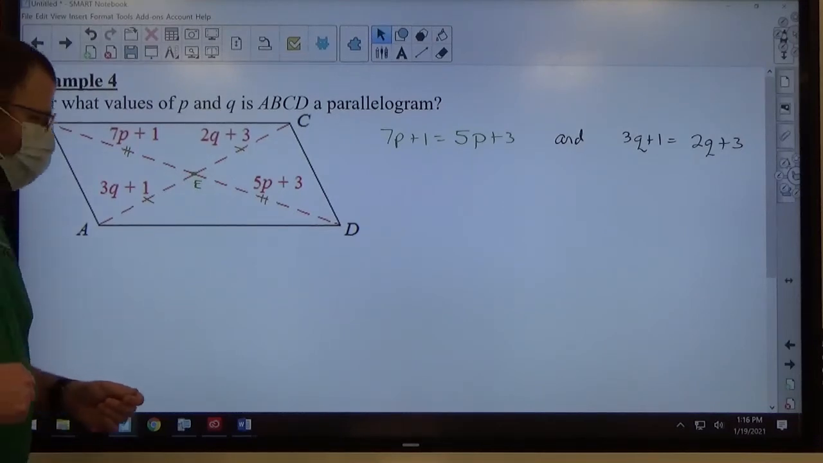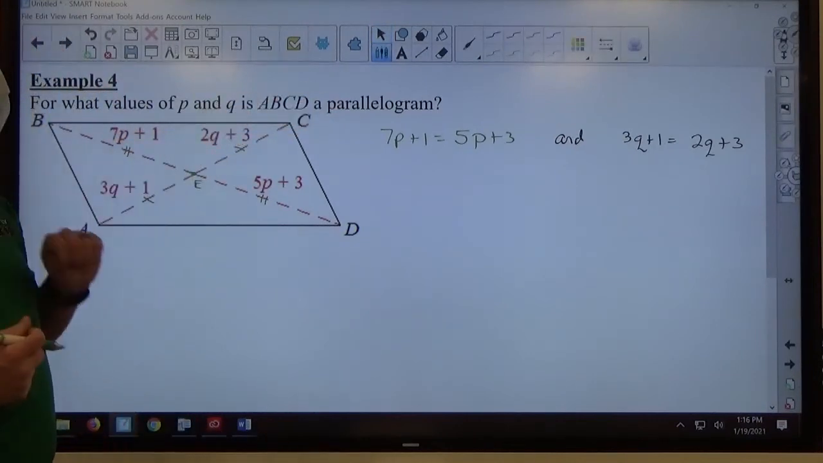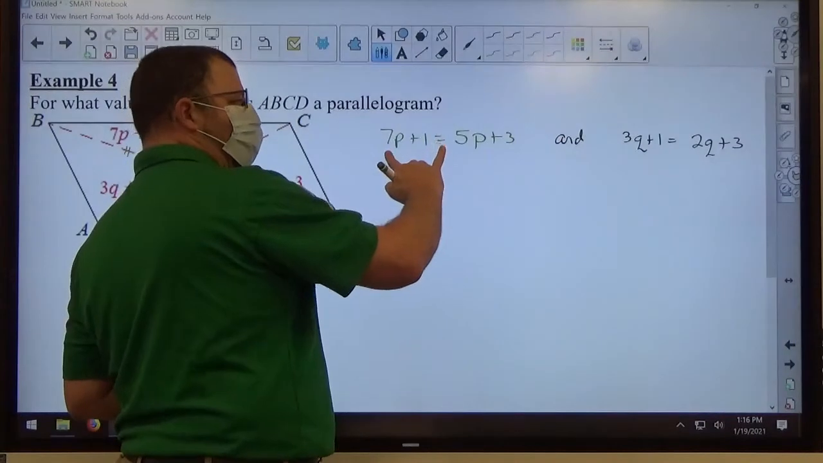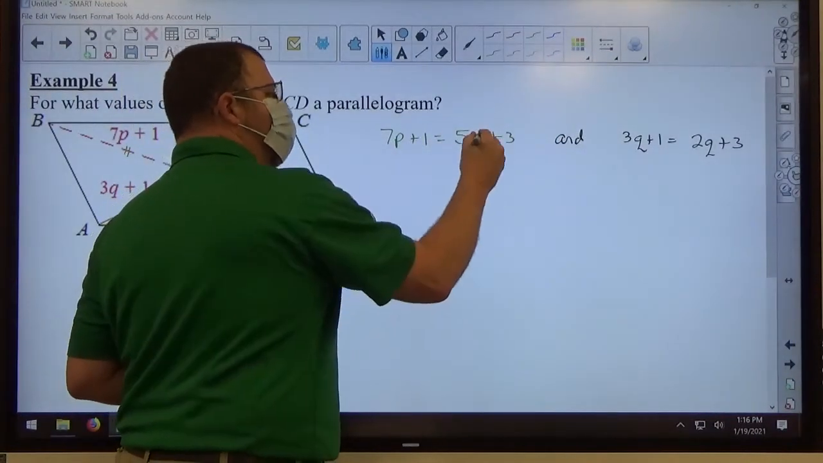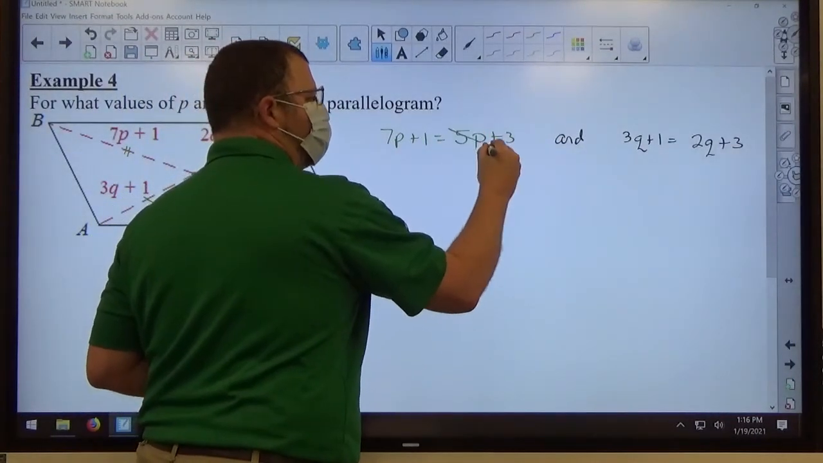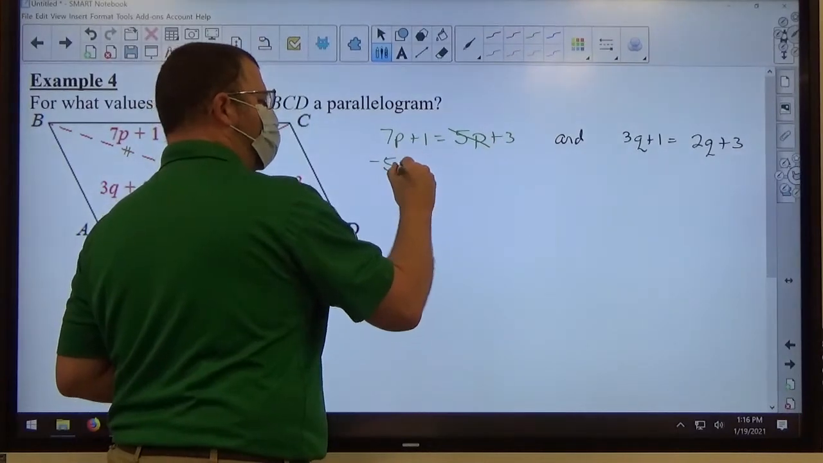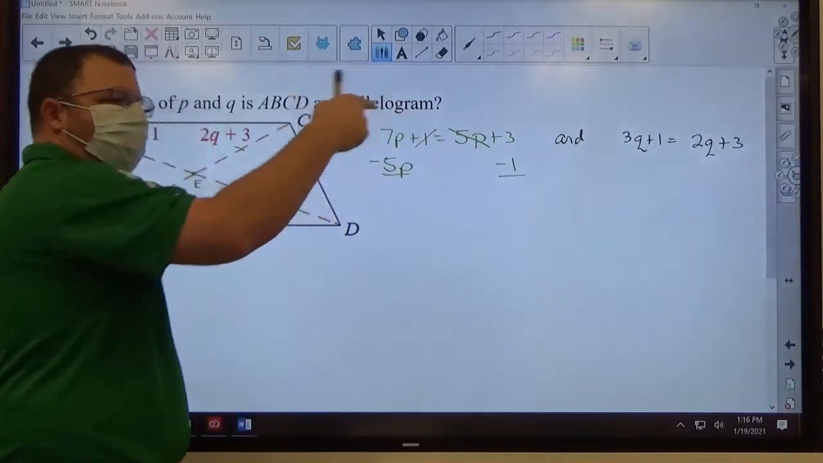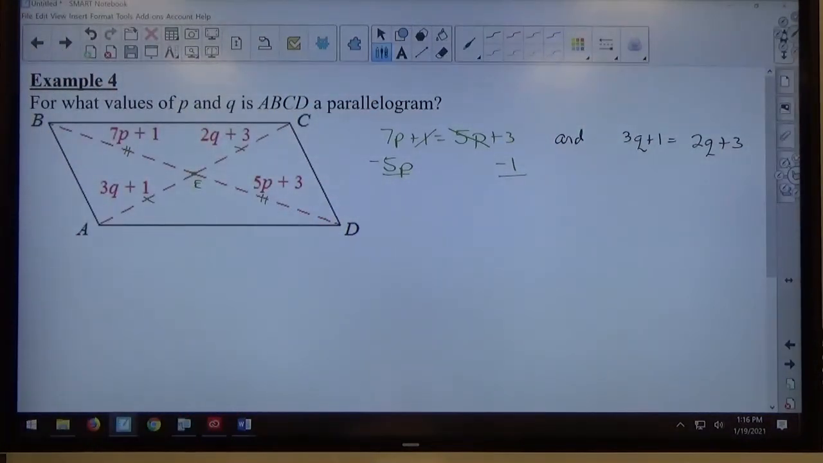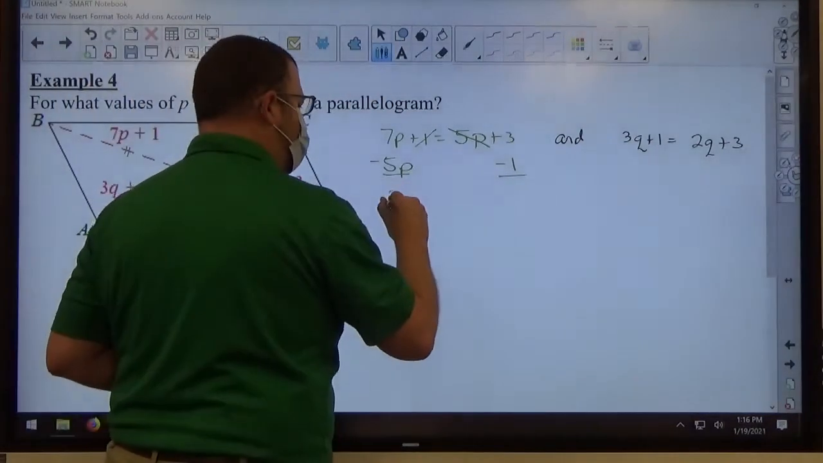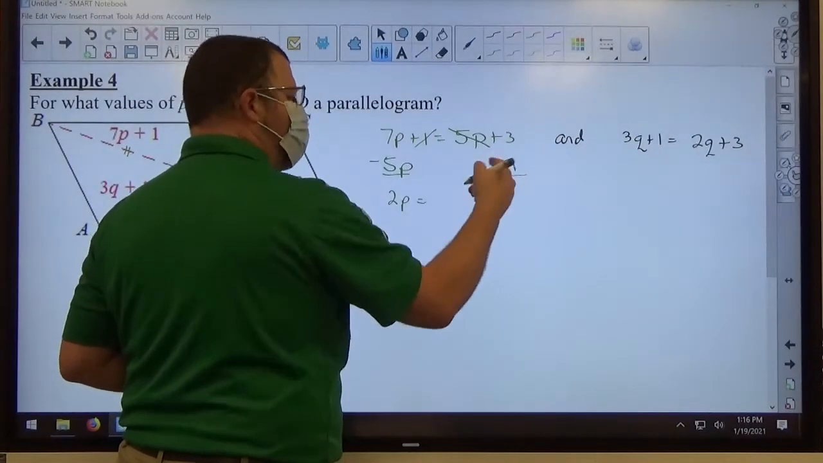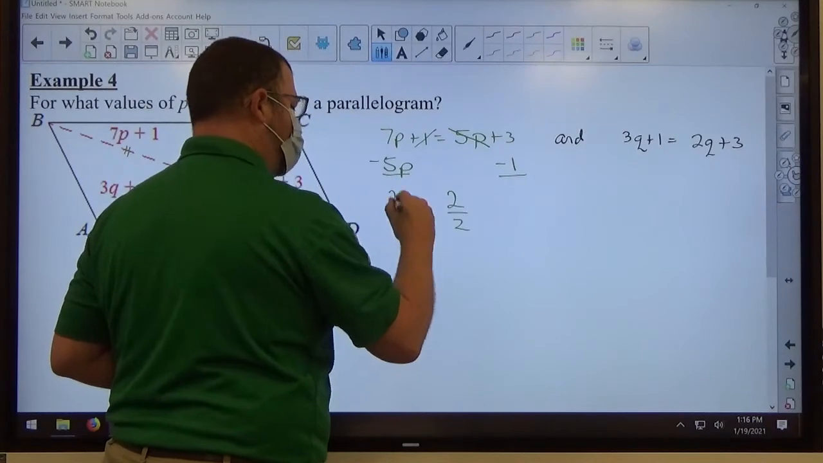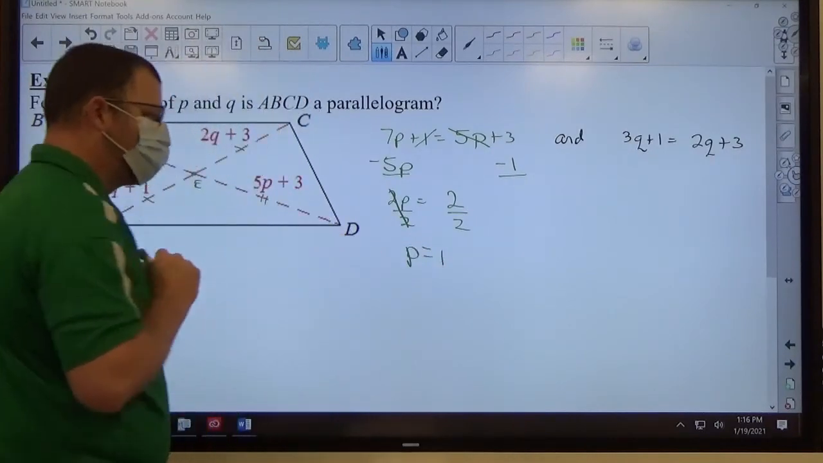So here we go, starting with the green one with the P's. If 7P plus 1 equals 5P plus 3, I've got a couple variable terms, a couple numerical terms. I want the variables on the same side. I'm going to chop the 5P, move it over, it becomes negative. Chop the positive 1, move it across, becomes negative. In every case, when you change sides, you change signs. 7P minus 5P equals 2P. 3 minus 1 makes 2. If 2P equals 2, we divide both sides by 2 to get P equal to 1.